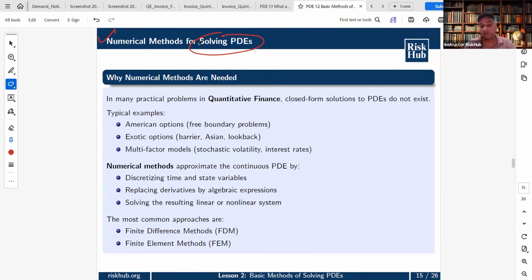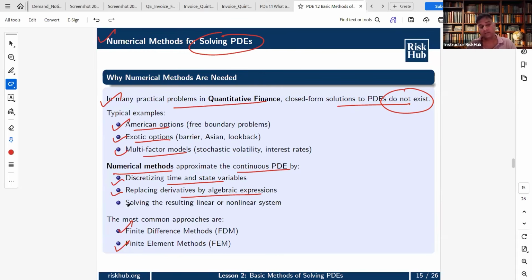Numerical methods approximate the PDE by discretizing the time and state variables, replacing derivatives with algebraic expressions, and solving the resulting system. Two methods introduced here are the finite difference method and the finite element method. The finance use is production pricing libraries, Greeks, hedging, model validation, risk reporting, and stress testing. So that is what we are looking at in many practical problems in quant finance. Closed-form solutions to PDEs do not exist. Typical examples: American options, exotic options, multi-factor models. Numerical methods approximate the continuous PDE by discretizing the time and state variables, replacing derivatives with algebraic expressions, and solving the resulting nonlinear system.